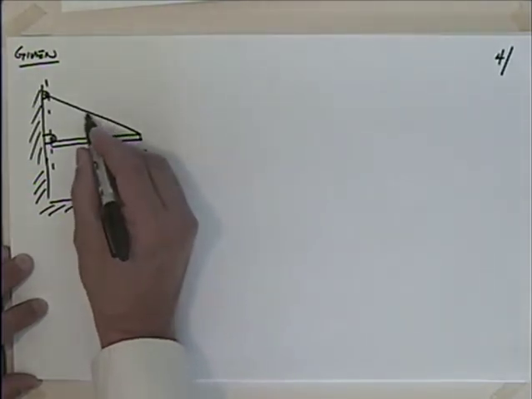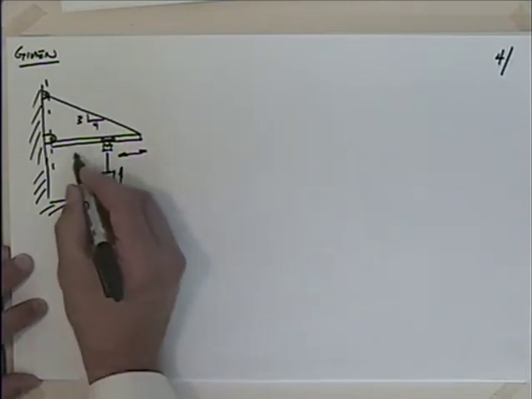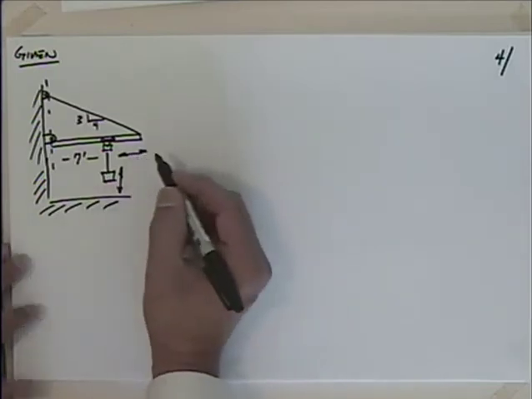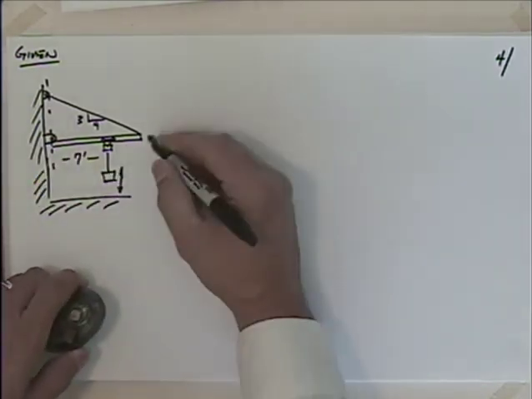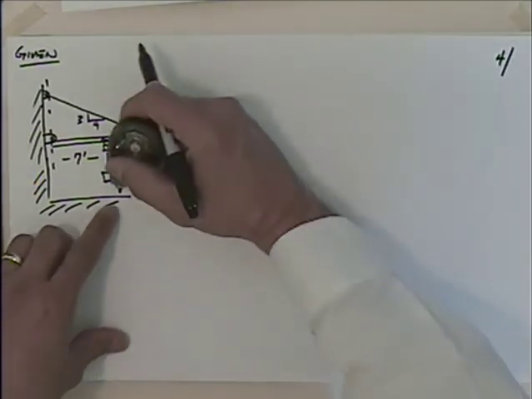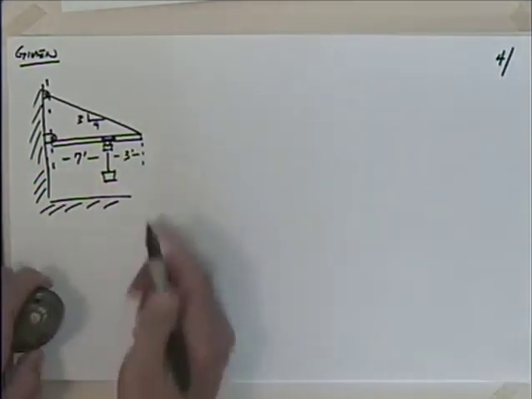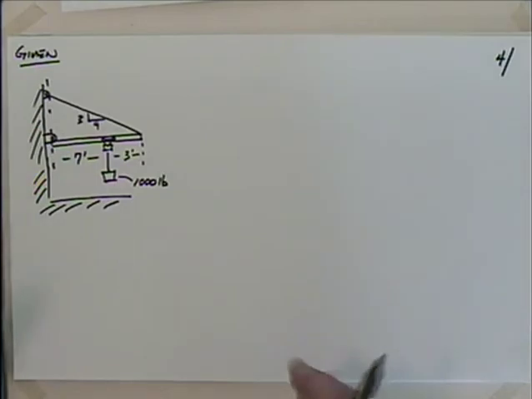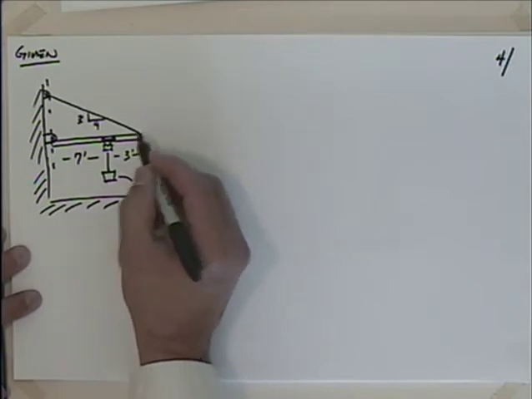So what I would like to do is take this thing, and let's say that we are given that this is a 3, 4, 5 right triangle. Maybe we'll say that this is 7 feet, and put a dimension on there. We'll say that this is 3 feet. And we'll say that our load is 1,000 pounds.